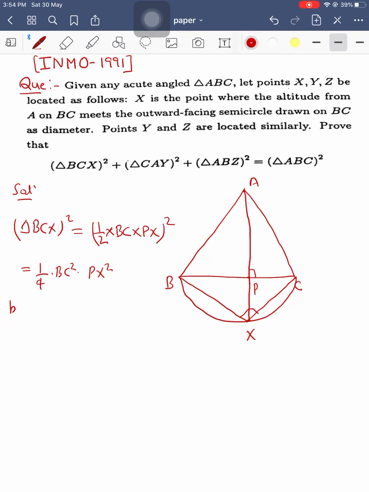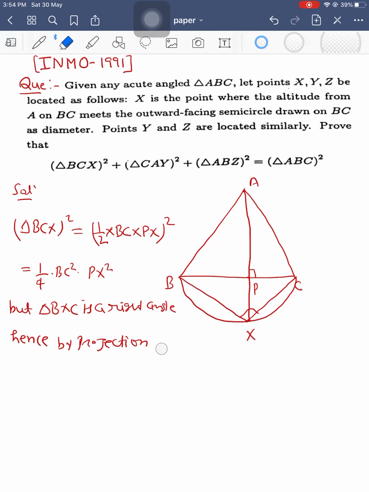But triangle BXC is a right angle triangle, hence by the projection theorem on right angle triangles, we can write PX square equals BP into PC.